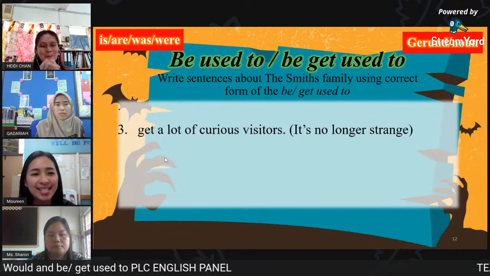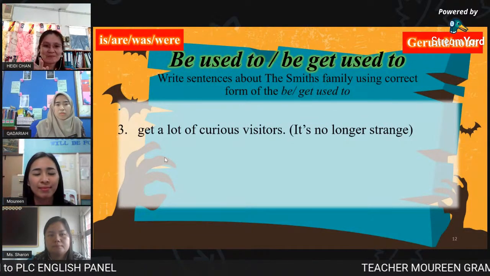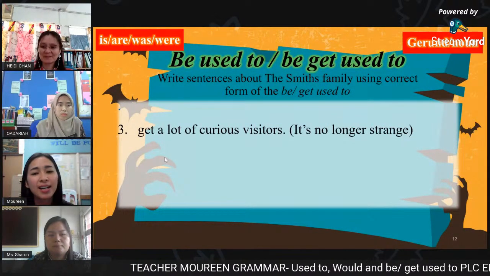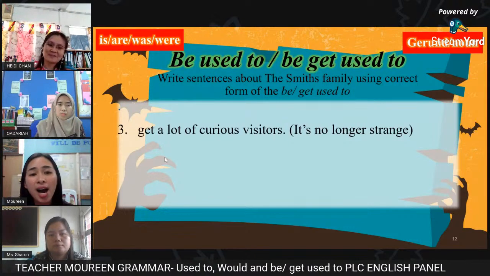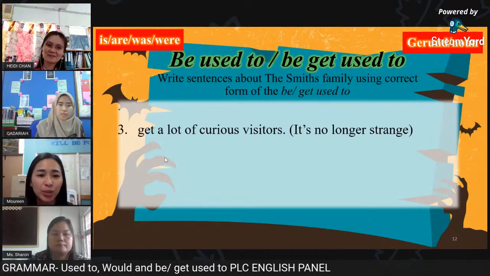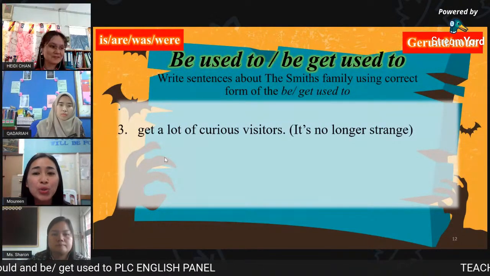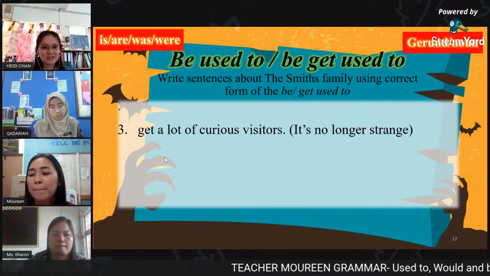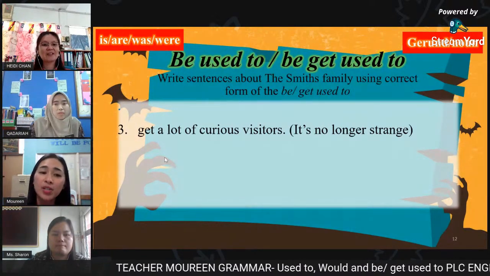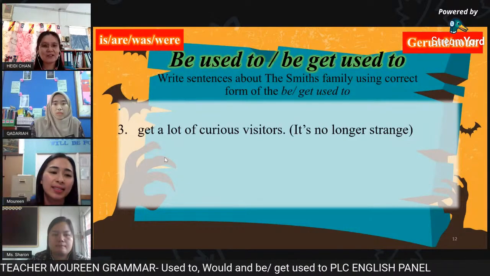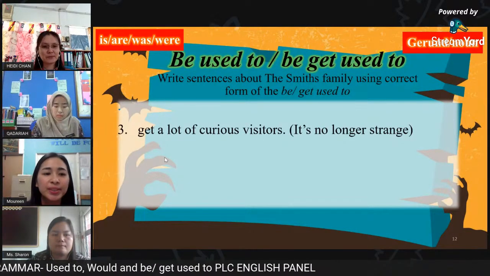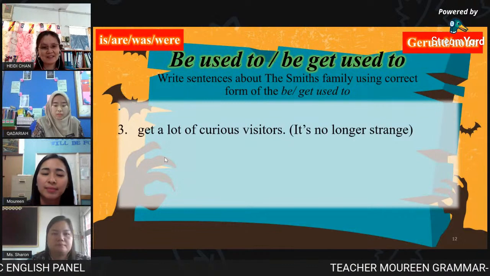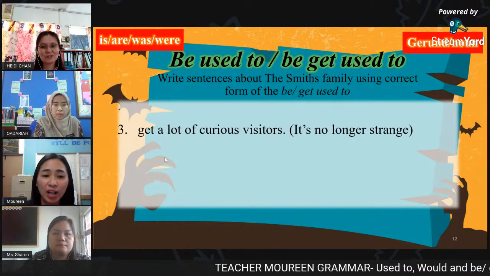You have to comment the answers. The Smiths are, you have seen in the previous sentence, right? The previous, previous questions. The Smiths are what? Used to or getting used to? Getting a lot of curious visitors. The Smiths are used to getting a lot of curious visitors, or the Smiths are getting used to getting a lot of curious visitors.